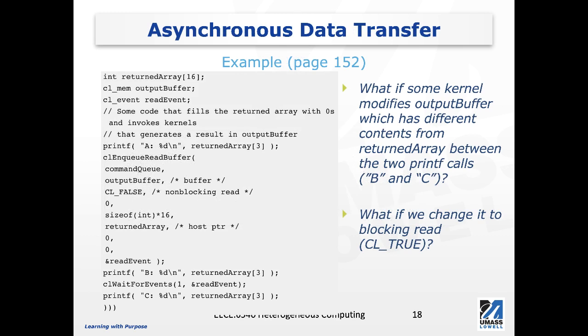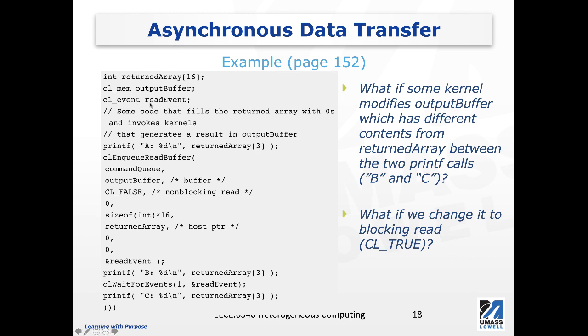Now we're going to look at one example. So we have a buffer on the host side called return array, and we want to use this to store the final result when the kernel's finishing their computation. CL mem buffer is the output buffer that's on the device side, and then we assume that the kernels put the final results into this output buffer. CL event is to define an event that we're going to use in the read buffer API call.